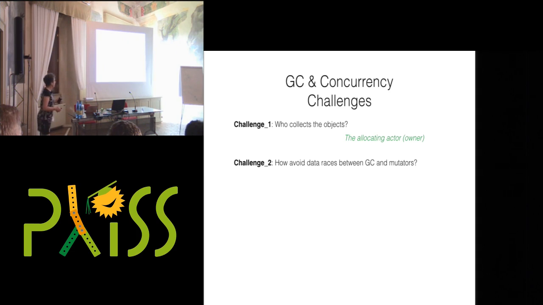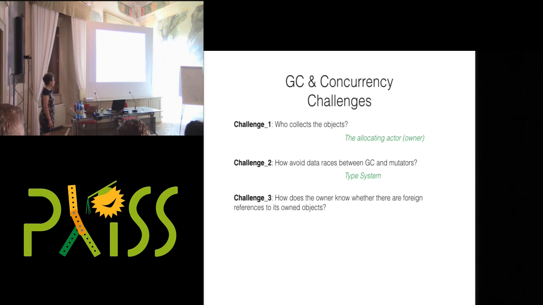How do we avoid data races between garbage collection and mutators? Well, we said it already, we use the type system. The type system has got enough information when we compile the program, and the garbage collector will be using that information in order not to get into races.